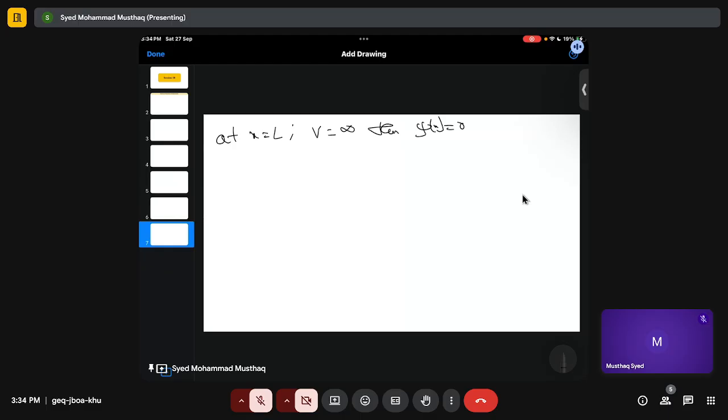If psi of x equals 0 at x equals L, so psi of L equals D sin kL, that is 0, right? And D cannot be 0. If the constant is 0, then the whole psi of x is 0, whatever you put. So the only possibility is sin kL equals 0, and sine can only be 0 when it is an integral multiple of pi.